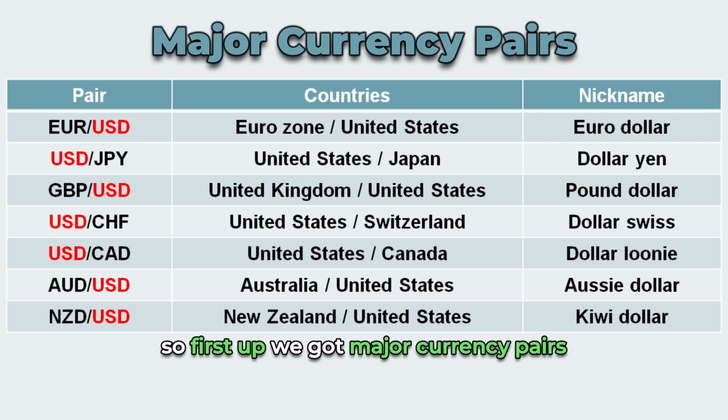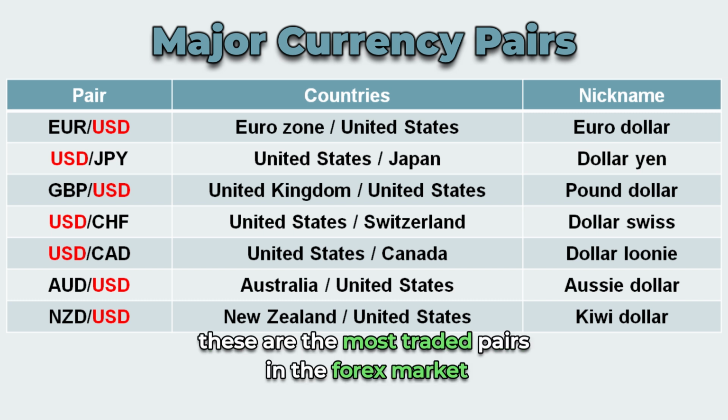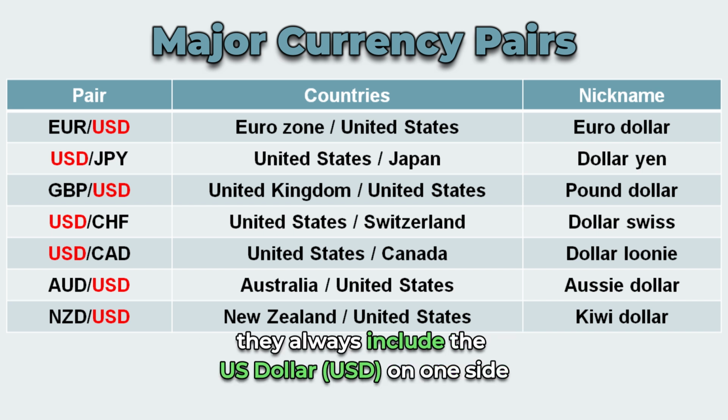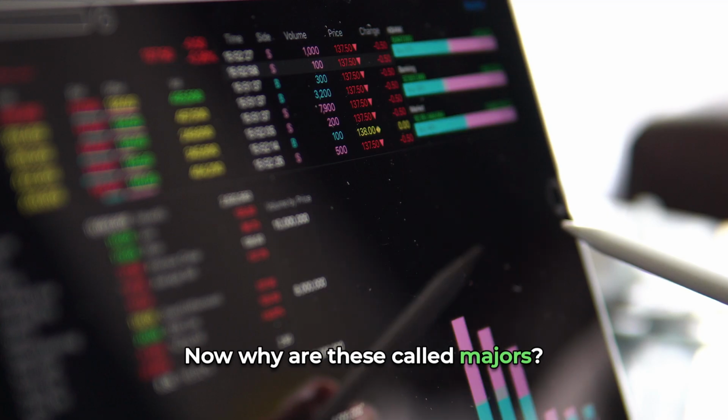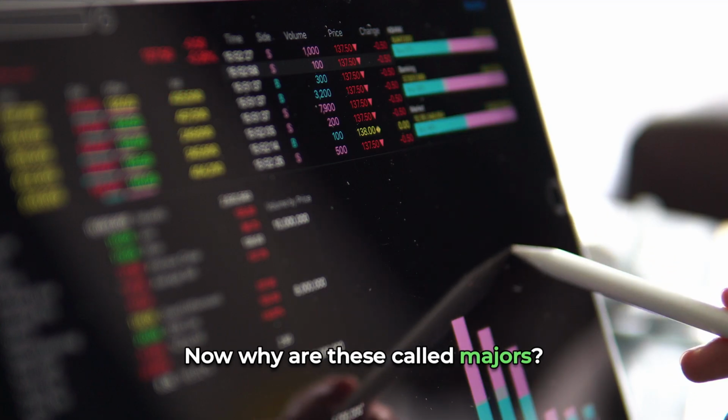So first up, we've got major currency pairs. These are the most traded pairs in the Forex market. They always include the US dollar, USD, on one side. Some examples are EURUSD, GBPUSD, USDJPY, USDCHF.